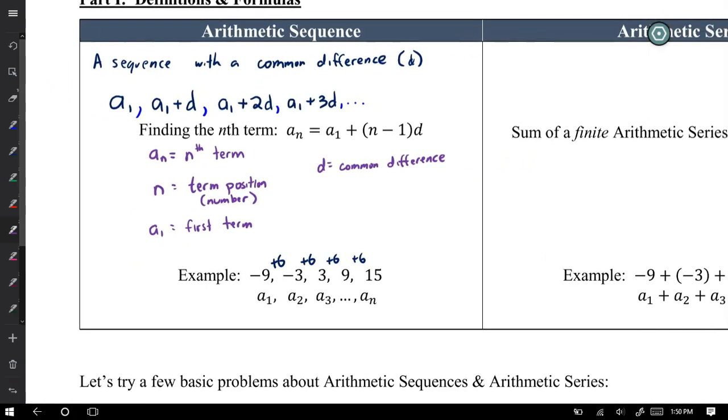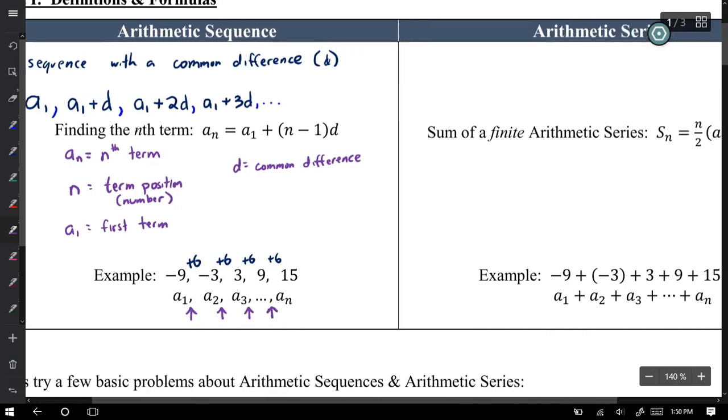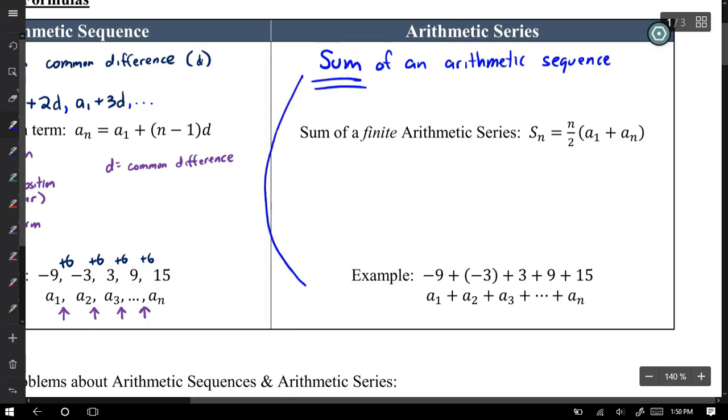And so that's just the general idea of a sequence. It's a list of numbers separated by commas. And we can also examine something a little similar called an arithmetic series. I say it's a little similar because an arithmetic series is the sum of an arithmetic sequence. And so rather than putting commas in between, we are going to be adding them. And you can see this based off the example. The only difference between the left side and the right side is we have plus signs instead of commas now. So we're trying to find a sum.